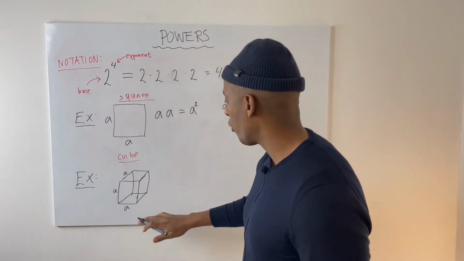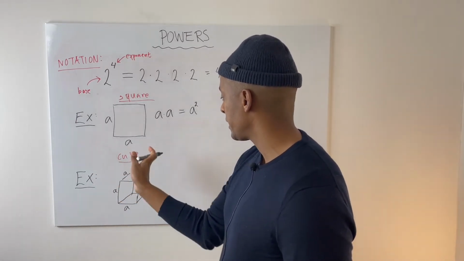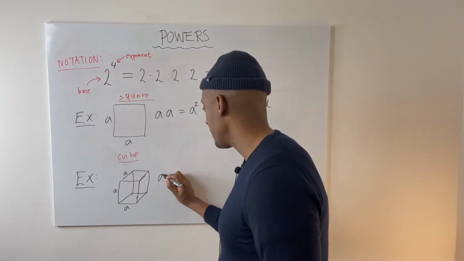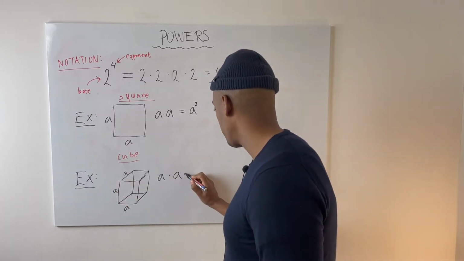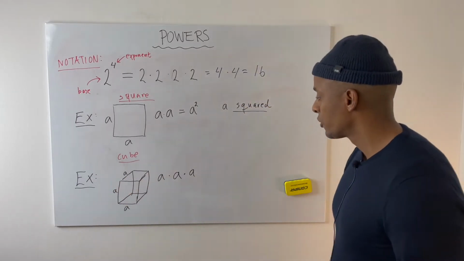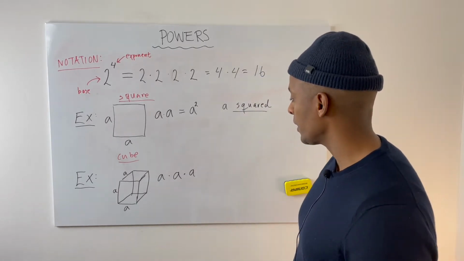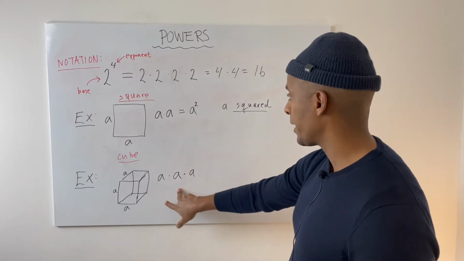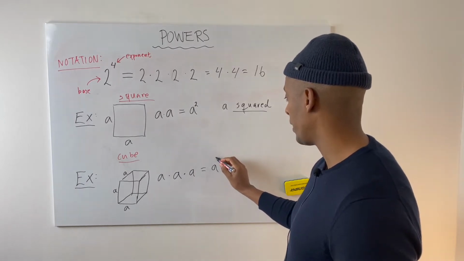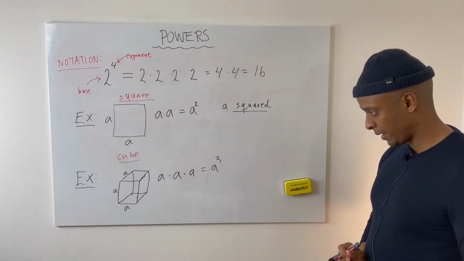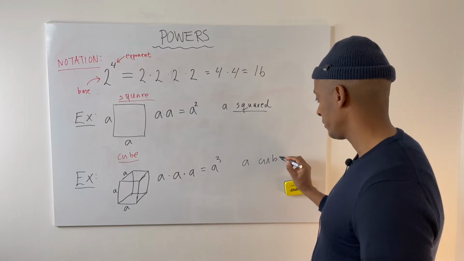Then, if we want to know the volume, the volume of the cube is multiplying each side with each other. So it's going to be A, this side, multiplied with A, that side, multiplied with A, that side. So it's A multiplied with itself 3 times. So A is the base, and the exponent is 3. So we have A to the power of 3. And we call this A cubed.